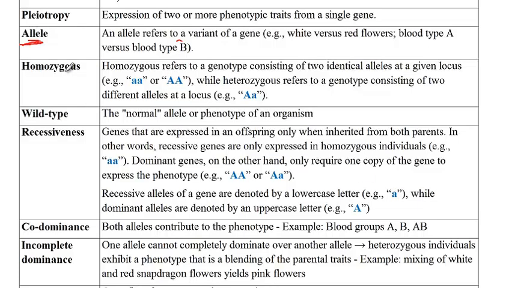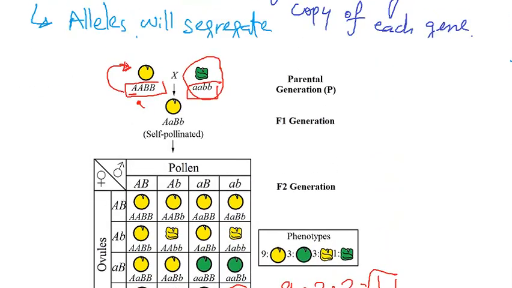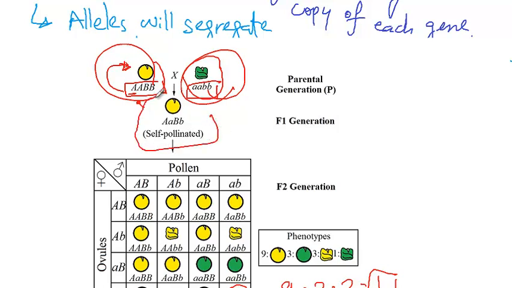Then we have the definition of homozygous and heterozygous. Homozygous is when the alleles at a given locus are the same, like for instance lowercase a, or uppercase A. Versus heterozygous is when the genotype consists of 2 different alleles. So the example given here, this plant and this plant, both of them that are purebred are homozygous, versus their F1 generation is heterozygous. You see we have capital A and lowercase a, and then capital B and lowercase b. So example of heterozygous is right there.